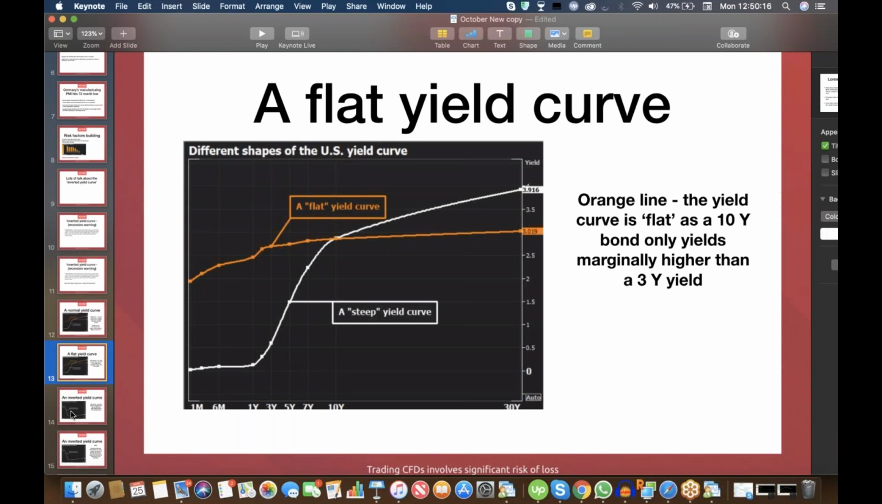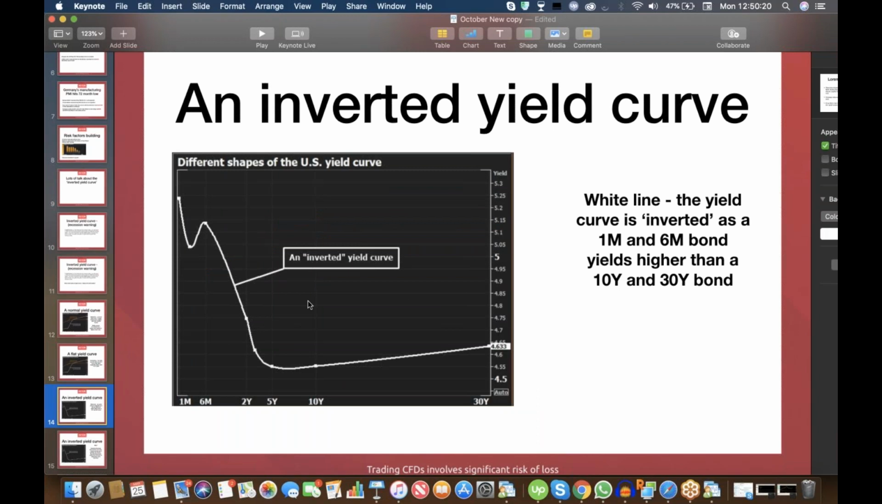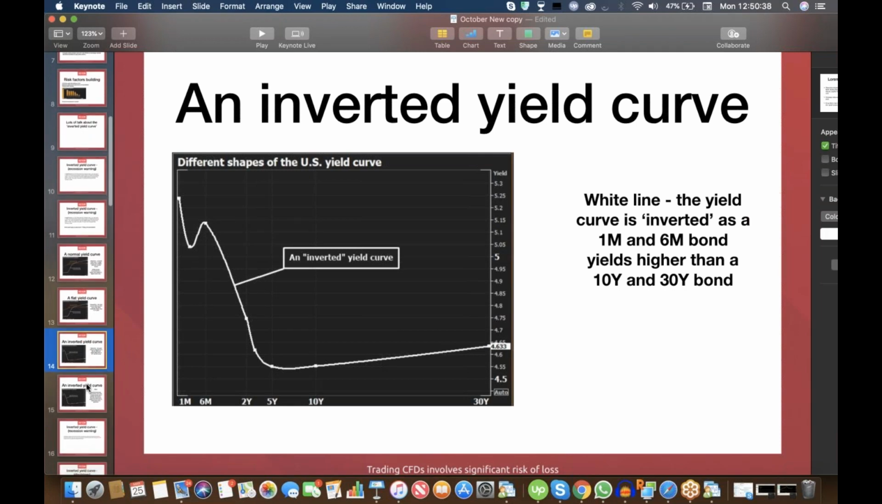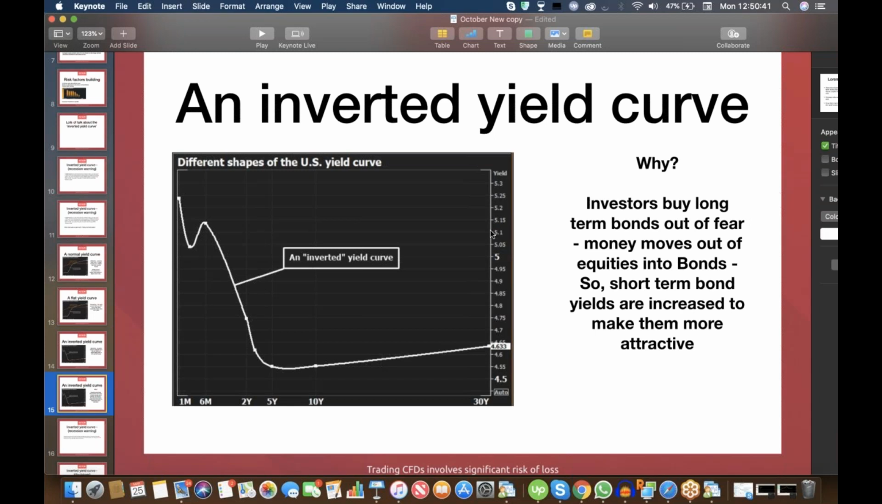Now, the worst scenario is the inverted yield curve. And this is the inverted yield curve here, where people are saying, to have a 6-month or a 1-month loan, we'll give a 5% yield. We'll give more yield for a shorter loan than we will for a longer loan. That's an inversion, and it's a strange situation to be in. So why does that happen?